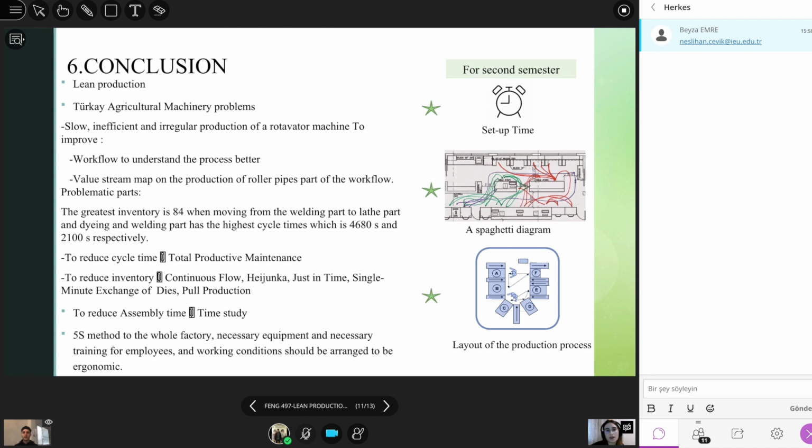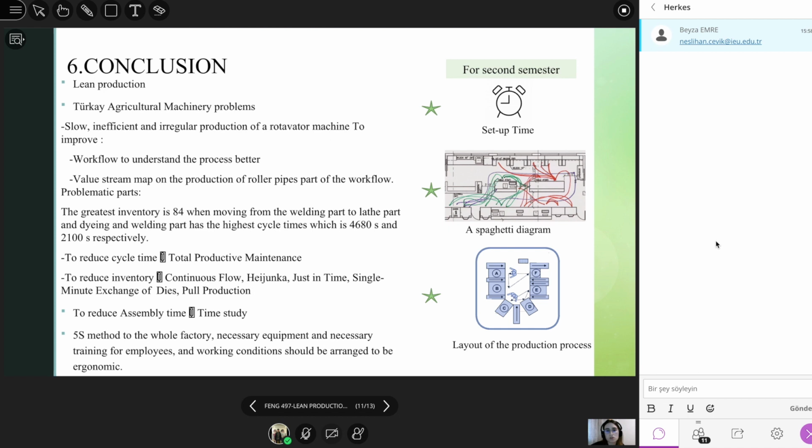In conclusion, every company or factory needs lean manufacturing practices because lean production is an endless application. It aims to eliminate or minimize activities that do not add value to the production process. In Turkey's agricultural machinery sector, many problems were observed, and as a result, the production of a rotavator machine was found too slow, inefficient, and irregular. To improve the production process of this machine, some lean production applications were used.